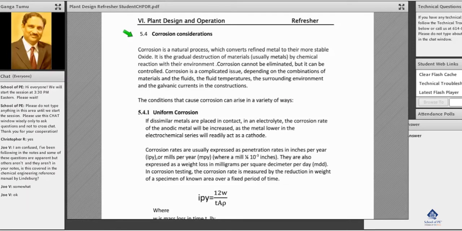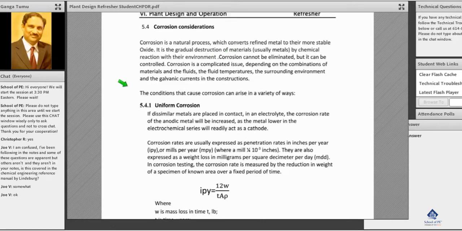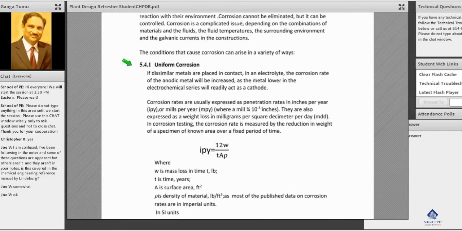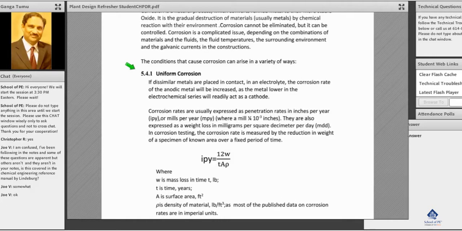Now we are talking about corrosion considerations. Corrosion is a natural process. Metals always oxidize, and when that oxidation creates gradual destruction of the material, meaning the metal, that is corrosion. This is a chemical reaction, oxidation in the environment, and it is impossible to eliminate corrosion, but we can mitigate it. By that we will be able to control it.